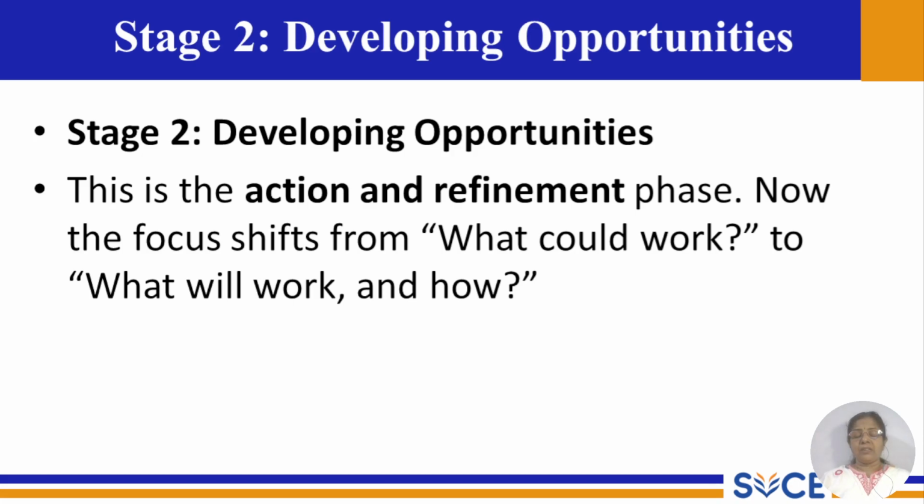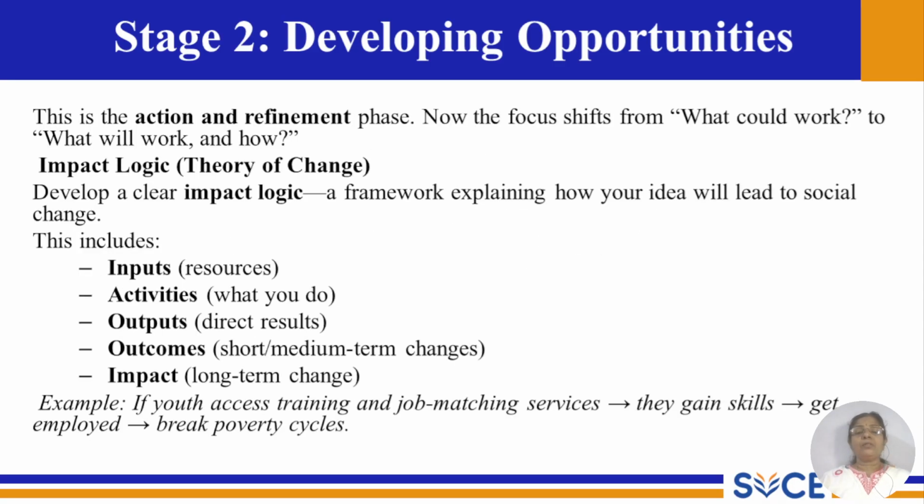Okay, we have generated an idea, right? We have to put that into action and refinement. So the focus shifts from what could work to what will work and how it's going to work. So this is the action and refinement phase, as I told you already. So now the focus shifts from what could work to what will work and how. So we are going to apply theory of change, impact.